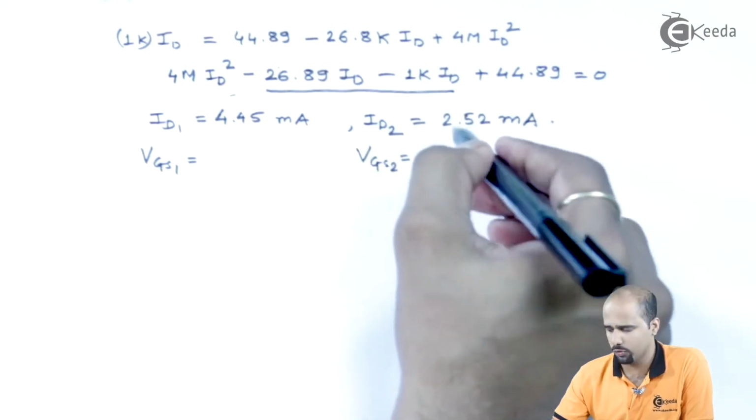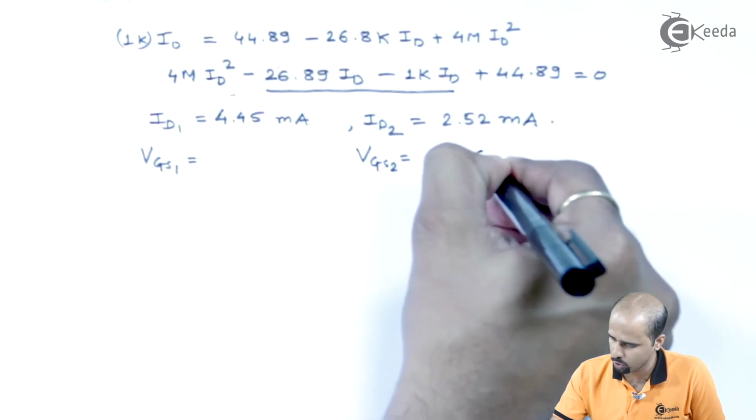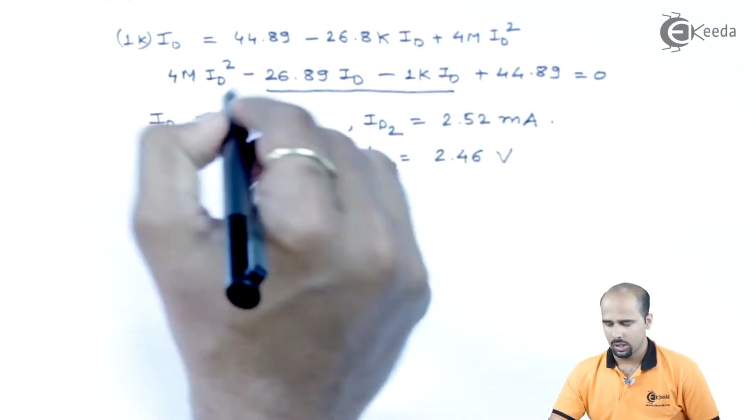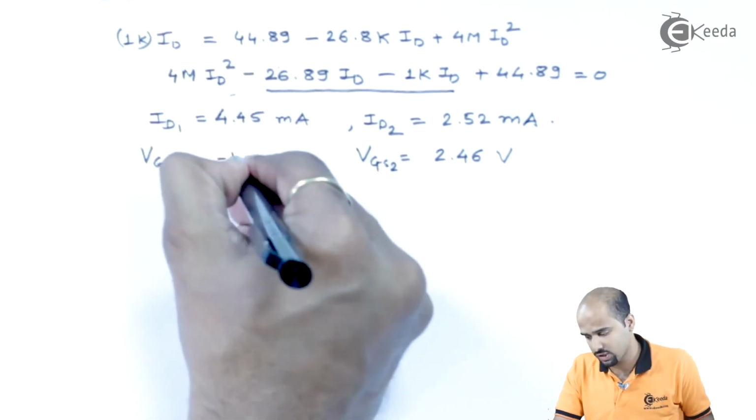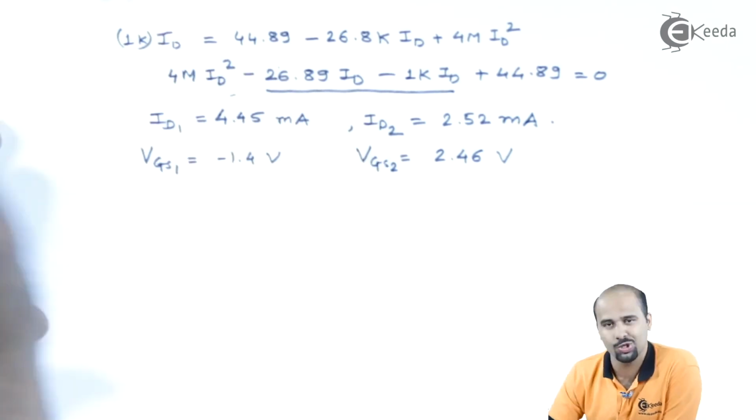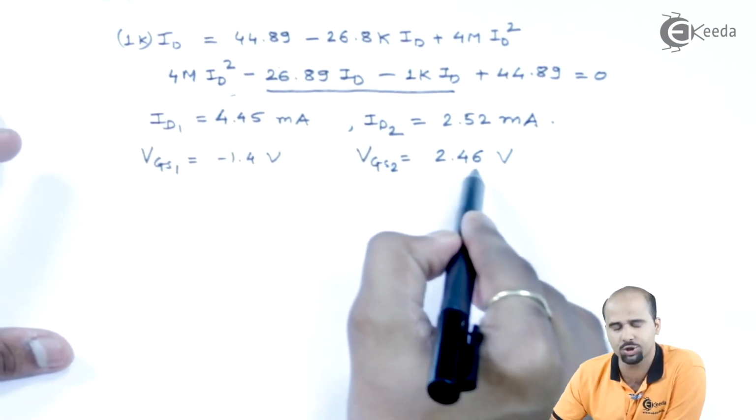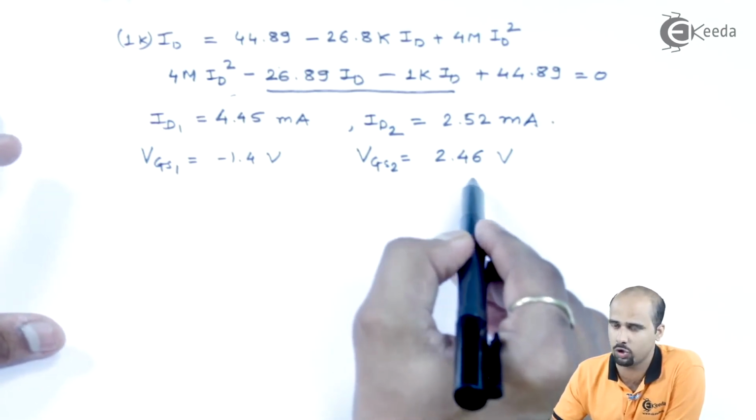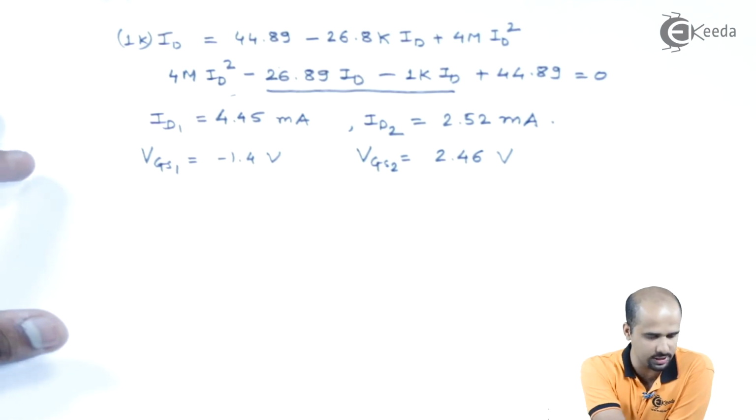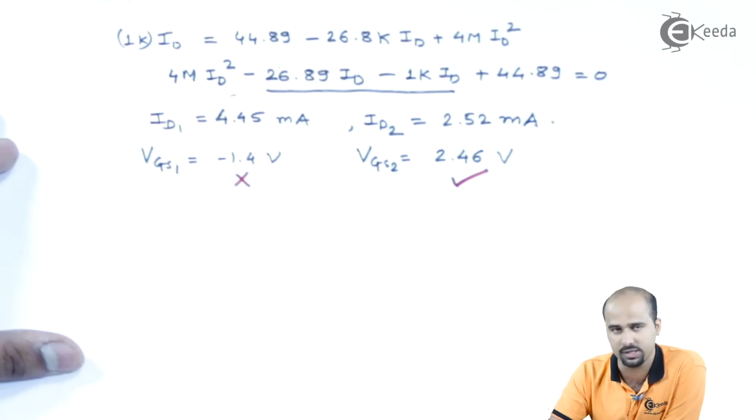By putting the value of 2.52, we have got the value 2.46 volts. Let's calculate using 4.45. We have got minus 1.4 volts. So it's obvious that for an N-channel E-MOSFET, the value of VGS should be greater than the threshold voltage, which is given as 0.8 volts. So now we can conclude that this is the right answer and this is the wrong answer, right?